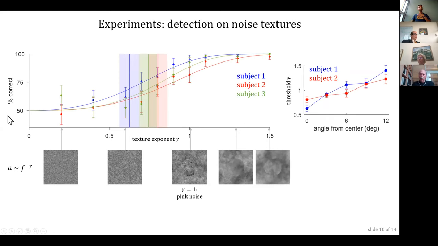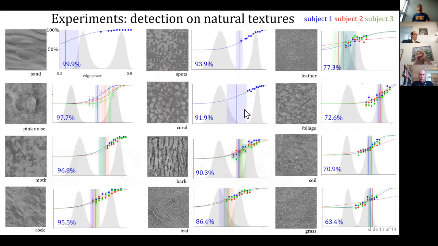So together, this variation across the texture exponent and angle from the center cover a pretty relevant range of possible camouflage detection conditions. Okay, so next we have something more fun. Now we actually go towards more realistic, naturalistic textures.